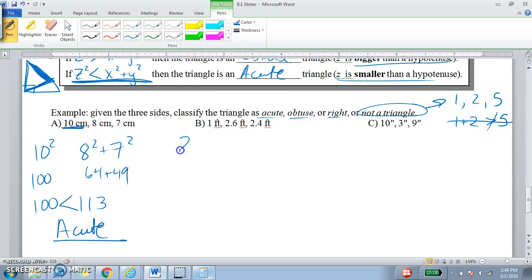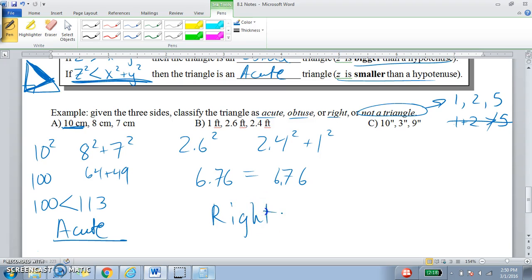1, 2.6, and 2.4. 2.6 is the biggest one, so I need to compare it to 2.4 squared plus 1 squared. And when we do this, we end up with the same thing on both sides. When I add these together, I get 6.76. This squared is 6.76. So since this is equal, this is a right triangle because it fits the Pythagorean theorem.